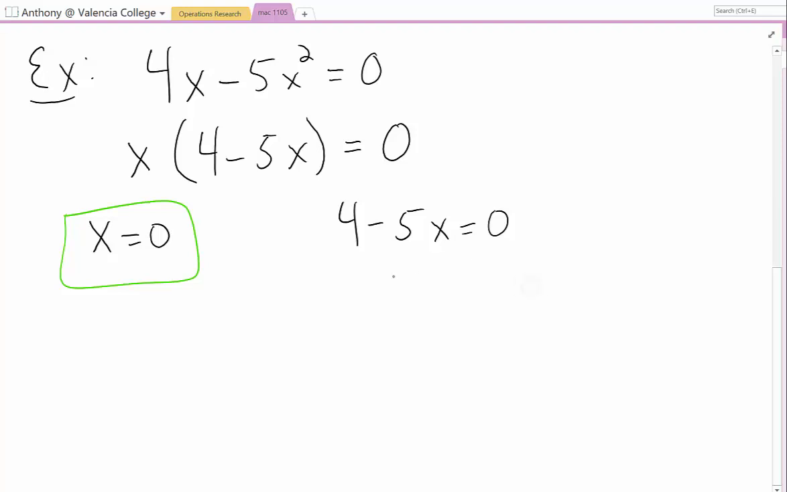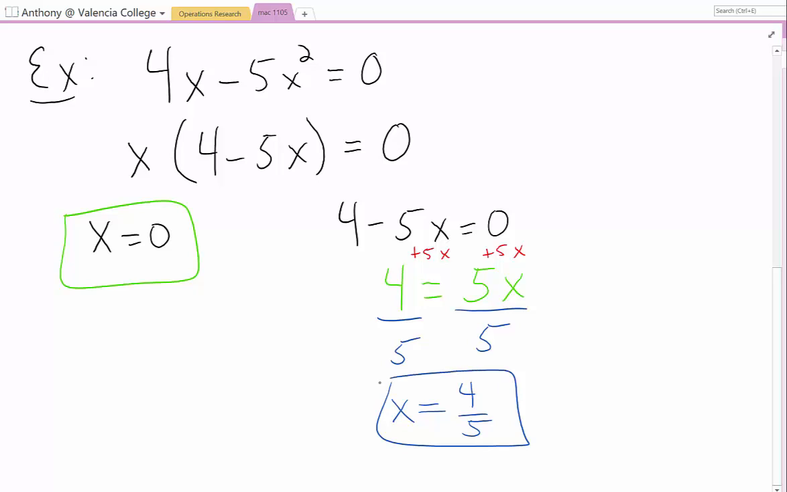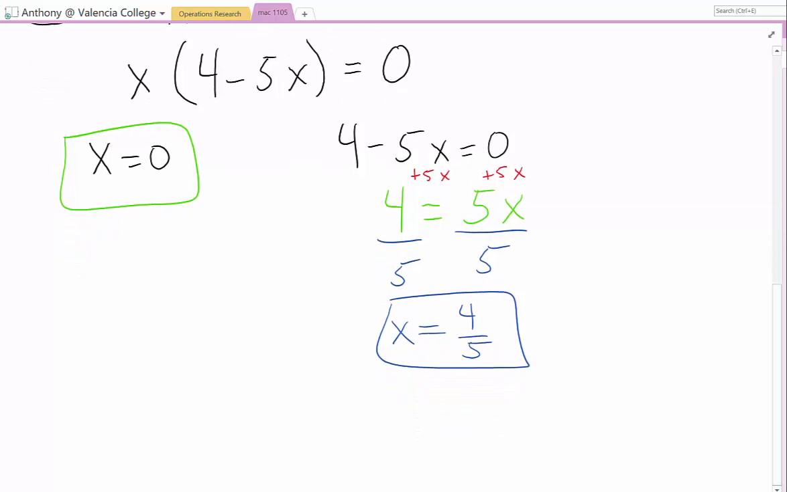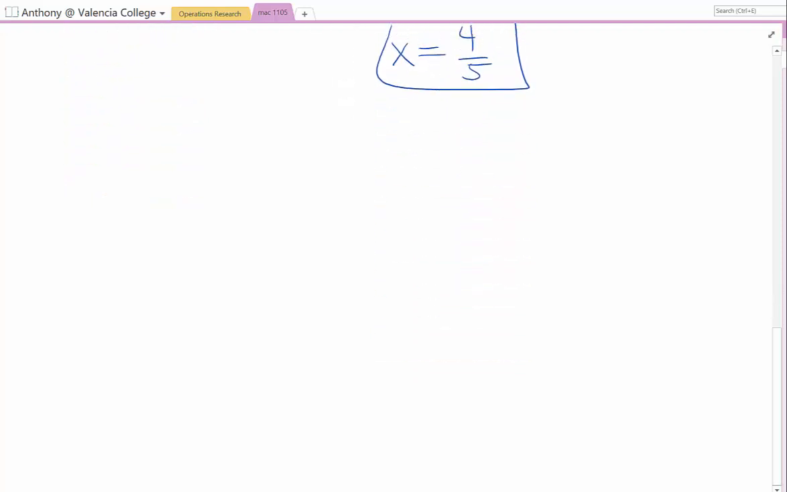We're going to add 5x to both sides. So 4 is equal to 0 plus 5x. What we did to both sides, we added 5x. And then our next step is to divide both sides by 5. And that's where we get the solution: x is equal to 4/5. So that's what happens whenever you have something in common you can factor out. Always check to see if you have something in common first.